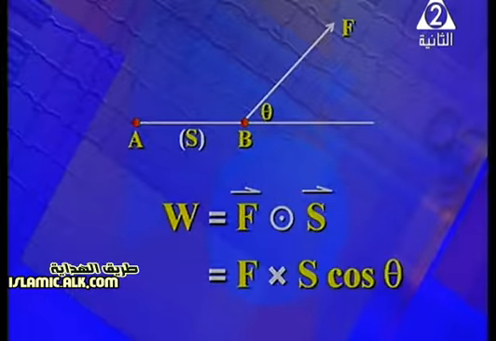And if the force is inclined to the horizontal by angle theta, F scalar S equals F times S cosine theta, where theta is the angle between the force vector and the AB ray, or displacement.